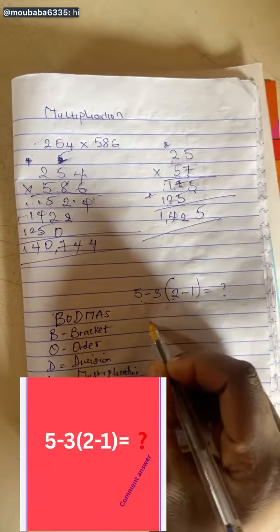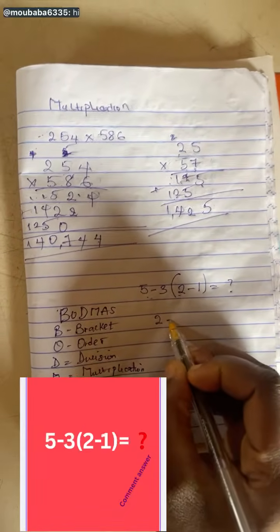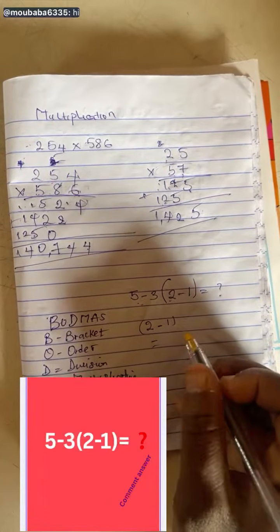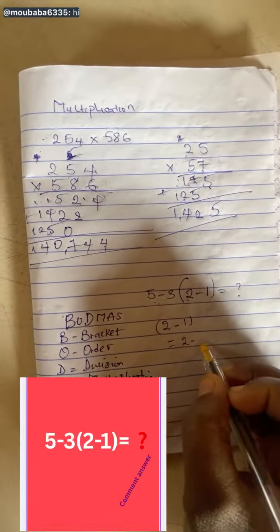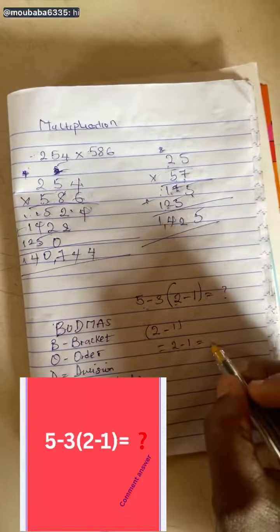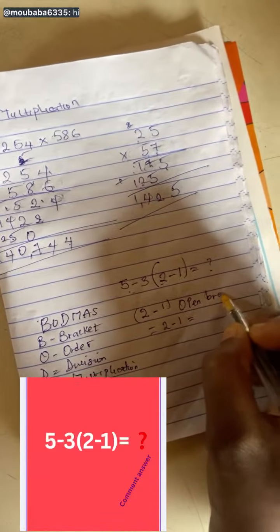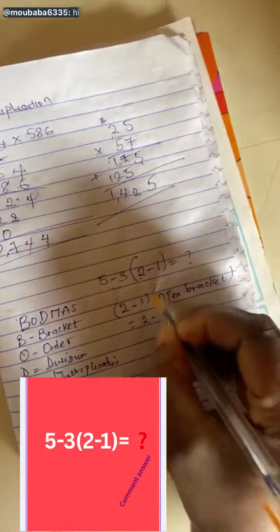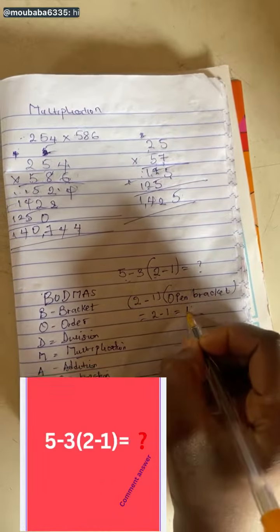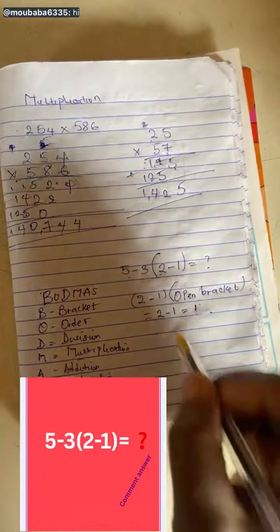Now we'll start with 2 minus 1. We'll open this bracket. So we're going to start now. 2 minus 1 is going to give us what? First of all, we'll open the bracket. 2 minus 1 is going to give us 1. Okay? It's going to give us 1.